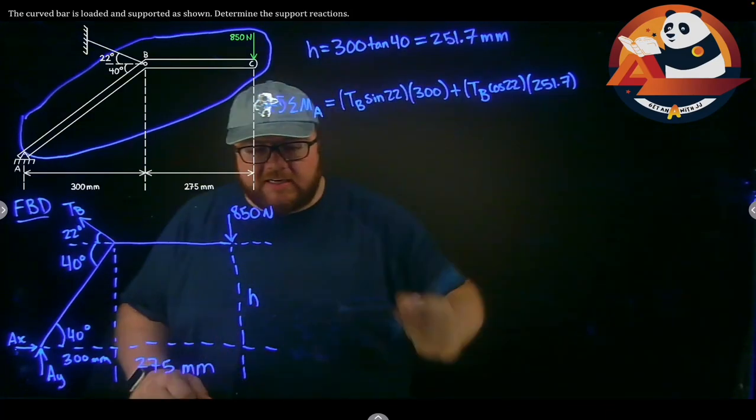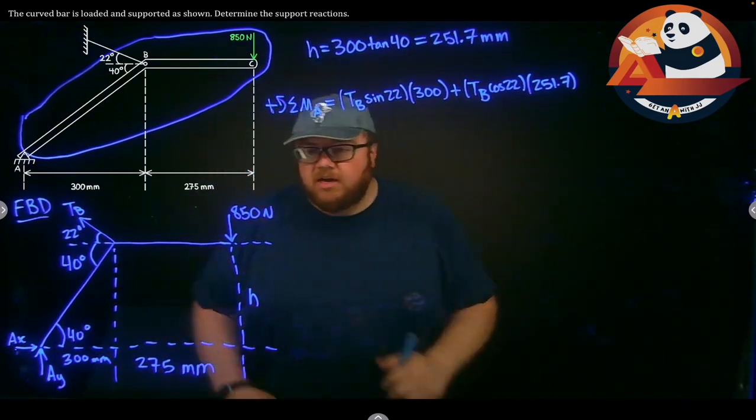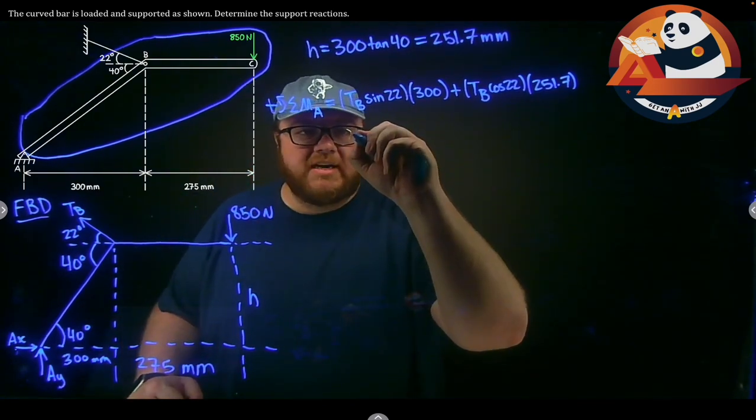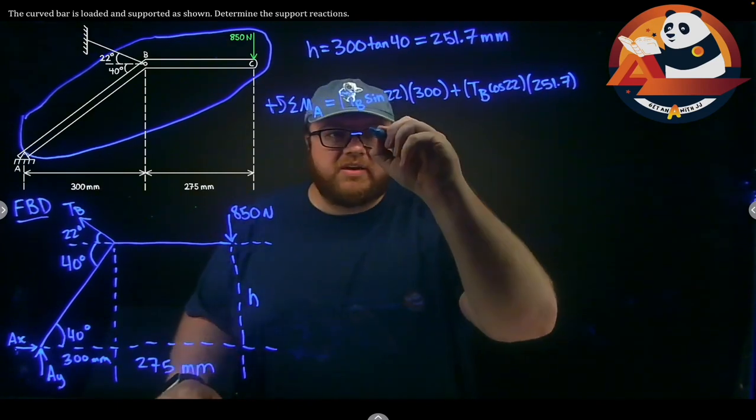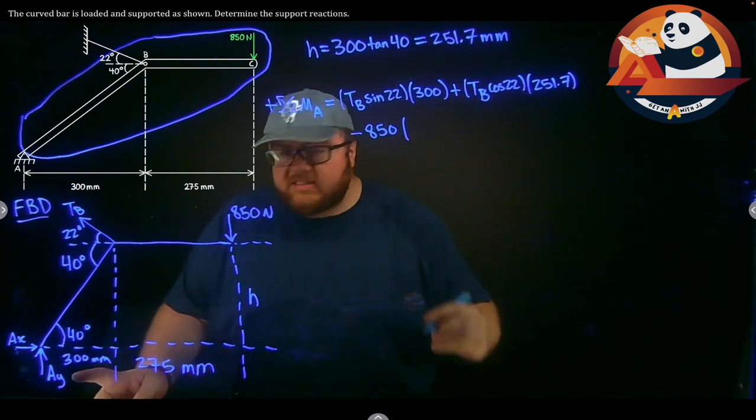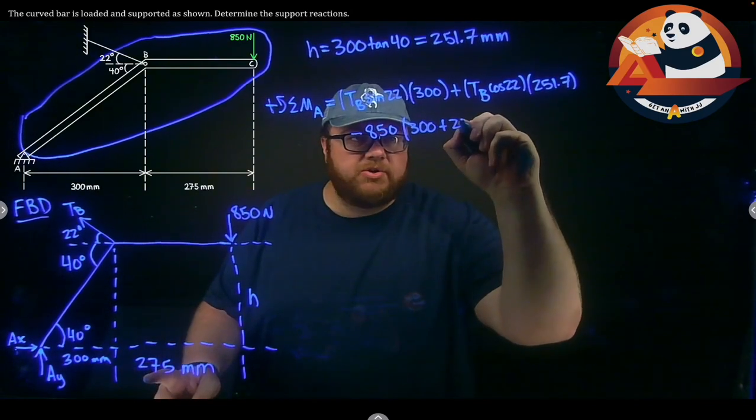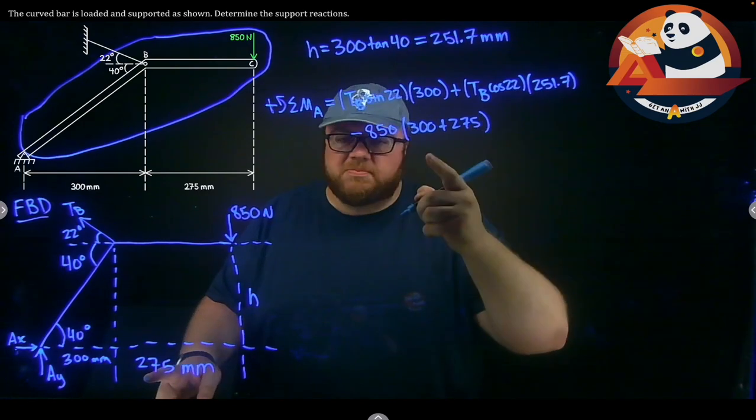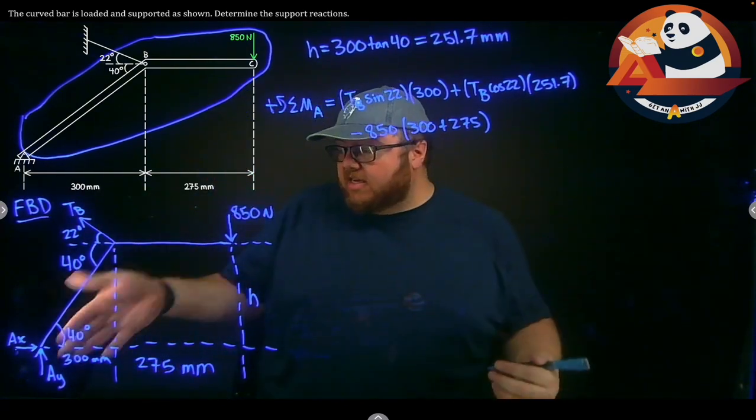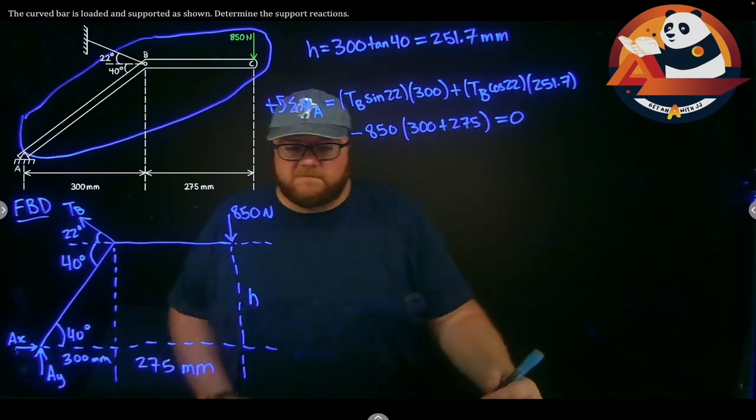And then we'll get on the next line. My 850 will also cause a rotation in here. If I push down here, it's going to cause a clockwise rotation, so subtract it out. Minus 850, that's my force, times my distance, 300 plus 275, or I could just put 575 in there. Really, it's the same thing. But that's everything that's going to get rotation about A. I can set this equal to 0.